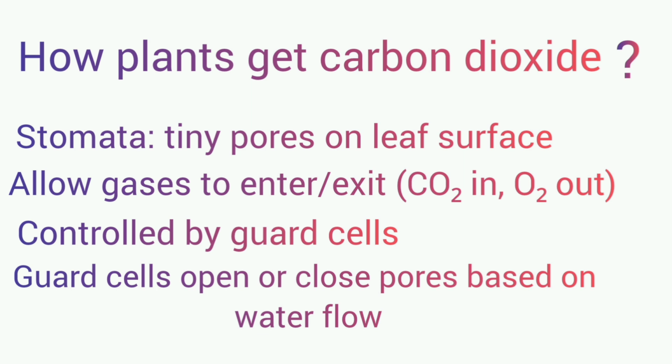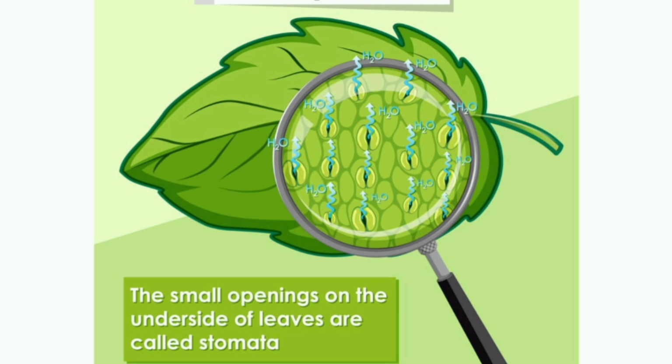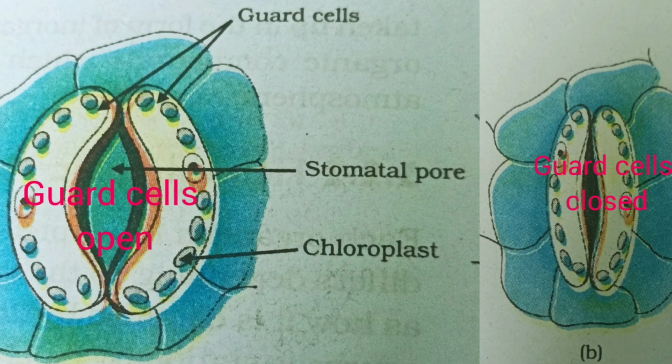So the plant uses guard cells to control these openings. When water flows into the guard cells, they swell up and the stomatal pore opens. And when the plant wants to conserve water, what will the guard cells do? The guard cells shrink and the pore closes. So the plant opens stomata when carbon dioxide is needed for photosynthesis and closes them when carbon dioxide is not needed, to save water.